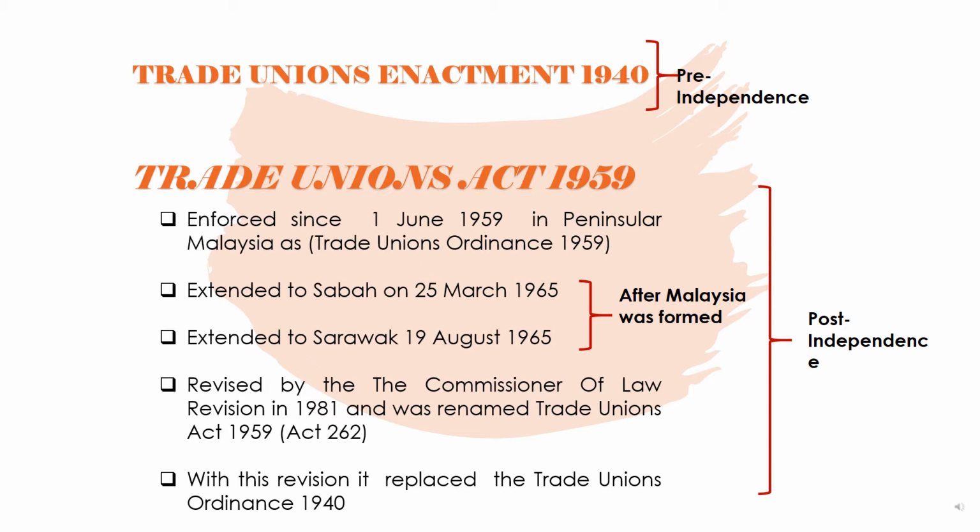Trade Unions Act 1959 seeks to control activities of trade unions so that they can develop in an orderly and peaceful manner. The Act lays down stringent statutory and procedural provisions for the formation and operations of trade unions in Malaysia.